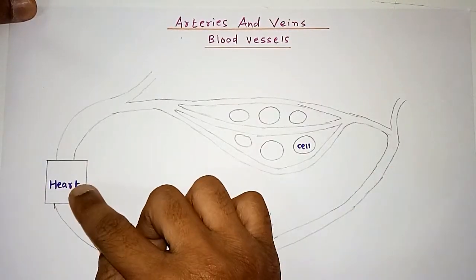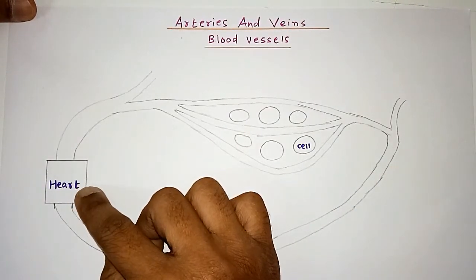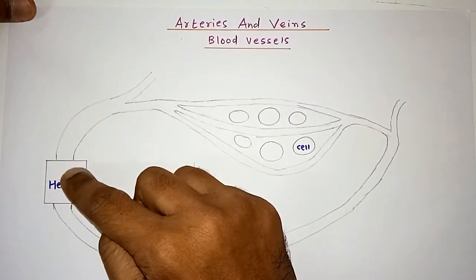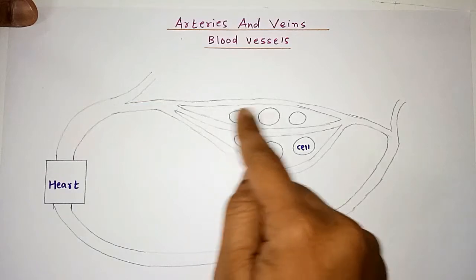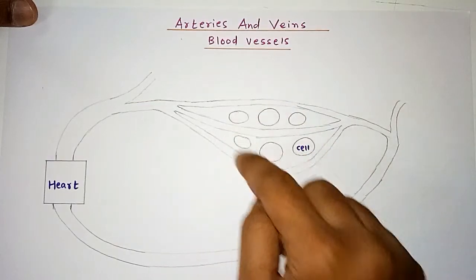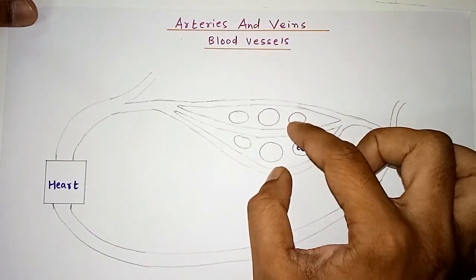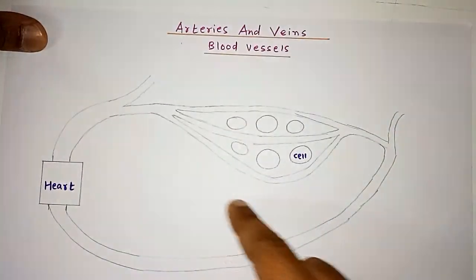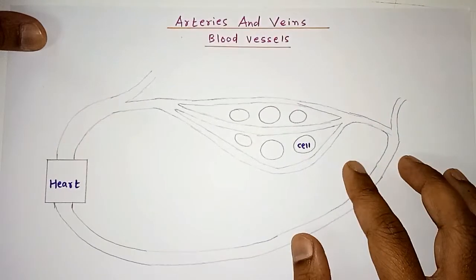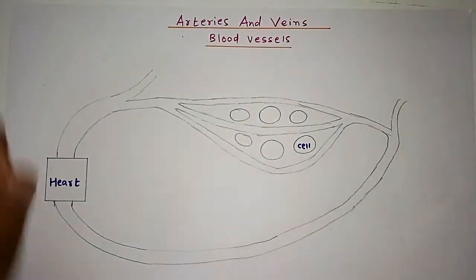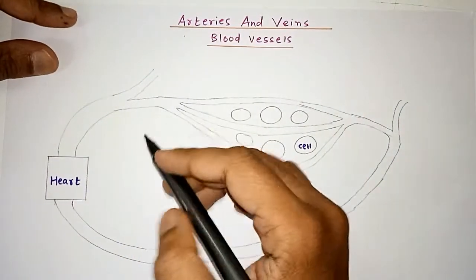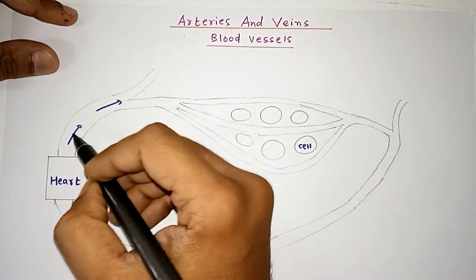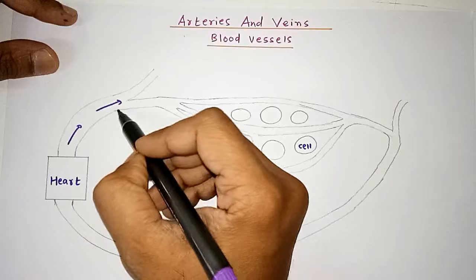So here in the diagram I have shown a human heart. Now these are the blood vessels. They are carrying blood from the heart to these cells. Now these are a group of cells called tissues. Now these tissues are actually a part of an organ. So you can consider this section to be an organ, right? Okay, so what happens is the blood from the heart is being transferred through these blood vessels called arteries.